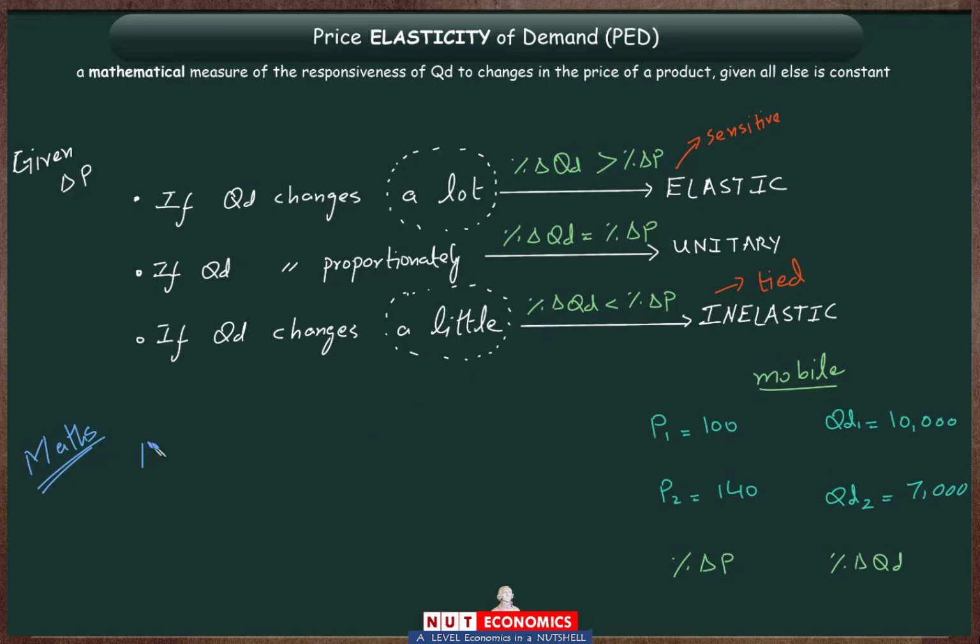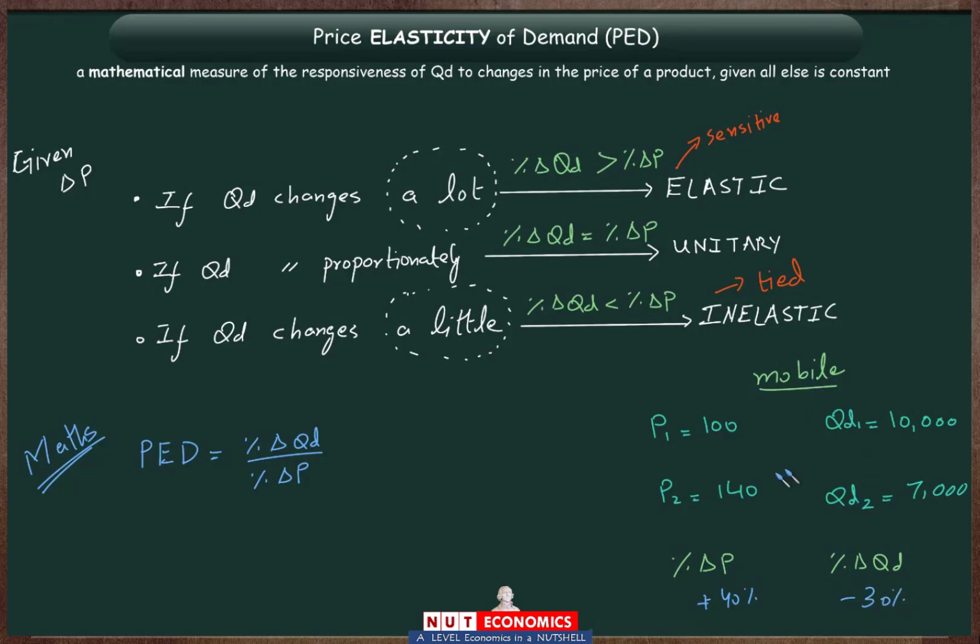So mathematically, remember, for any product, you can calculate its price elasticity of demand by simply using this formula where you divide the percentage change in quantity demanded of a product by the percentage change in the price of the product. So here in this imaginary example of mobile phones, you see the price has increased from 100 to 140, which means an increase of 40%. Now increase means a plus, so this would be a plus 40% increase in price, whereas the quantity demanded has decreased by 30% here.